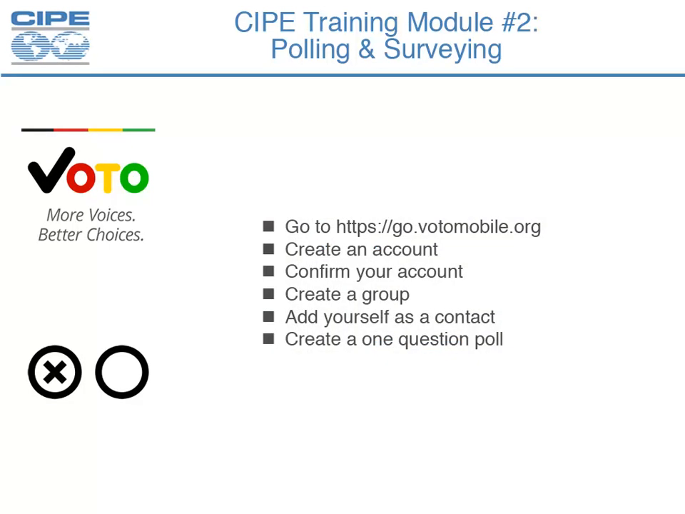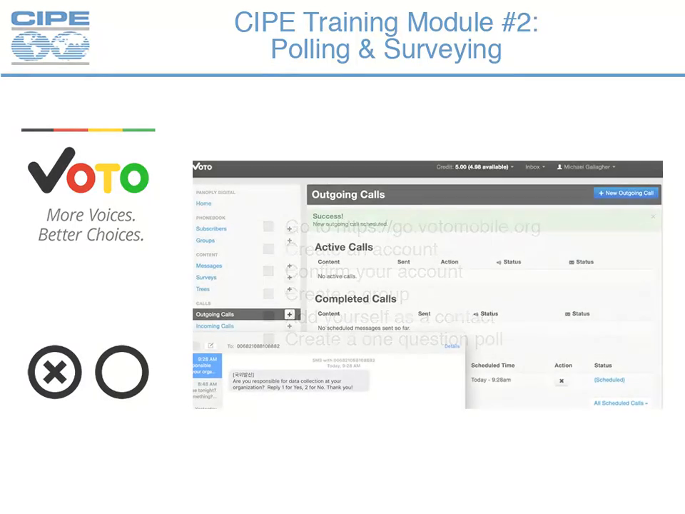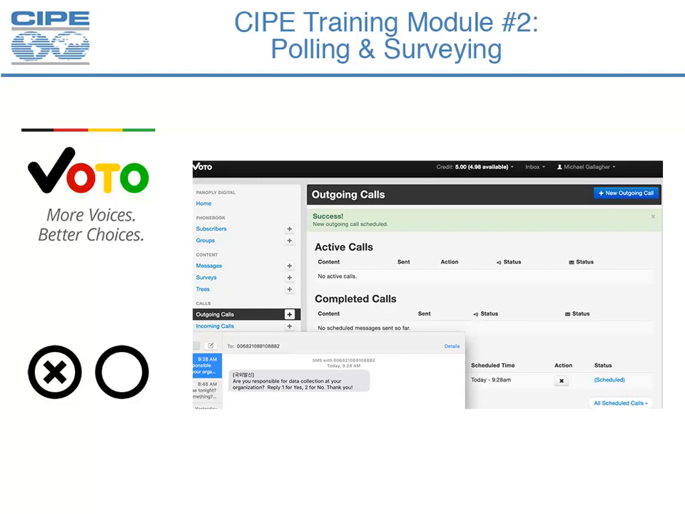So let's give it a try. Create a Votomobile account, confirm your account, add yourself as a contact and a group, create a one-question poll. Test the poll by sending it to yourself. Don't worry, as you receive 5 free credits when you register for Votomobile. You can export all your data by clicking Export to the left.